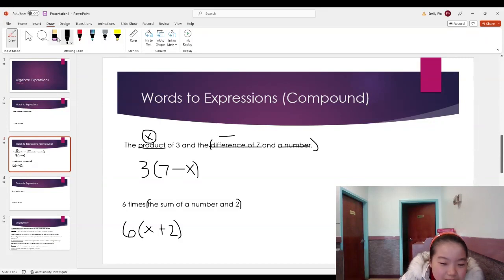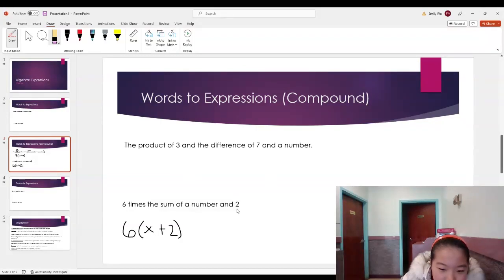Was it pretty easy? All right, let's move on to the next thing about algebra expressions.